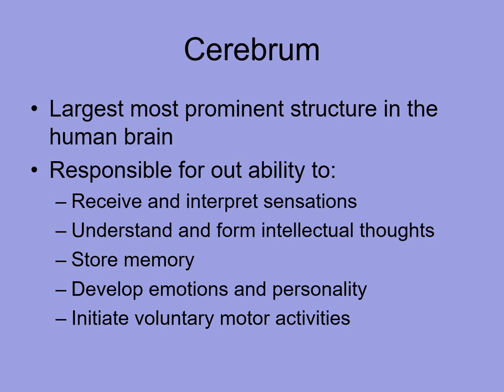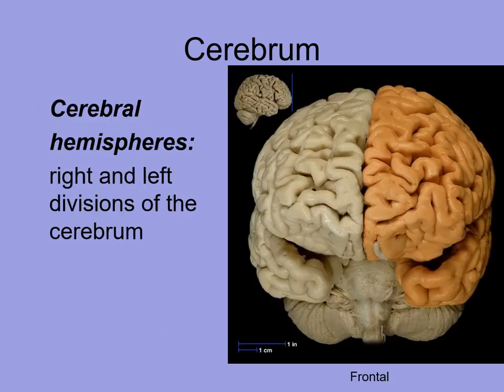If we start with the cerebrum, this is the largest of the components or structures within the human brain. It's responsible for the ability to receive and interpret sensations, to understand and form intellectual thoughts, to store memories, develop emotions, personality, and initiate some of the voluntary motor activities. So what you typically think of as the higher brain level functioning occurs in the cerebrum.